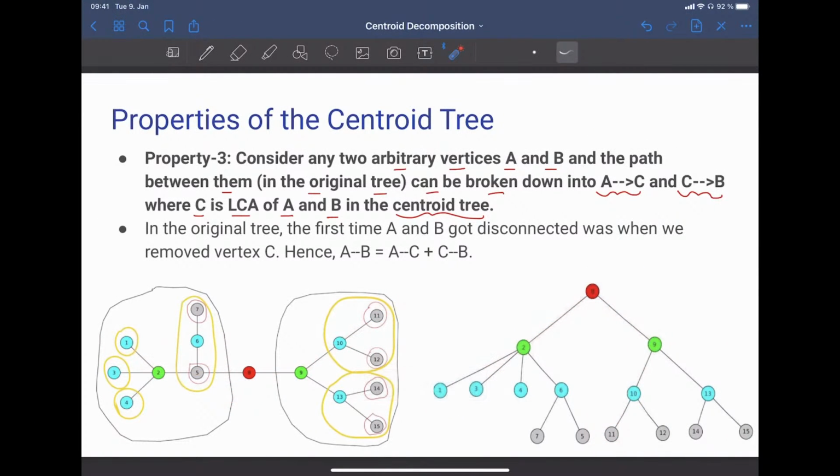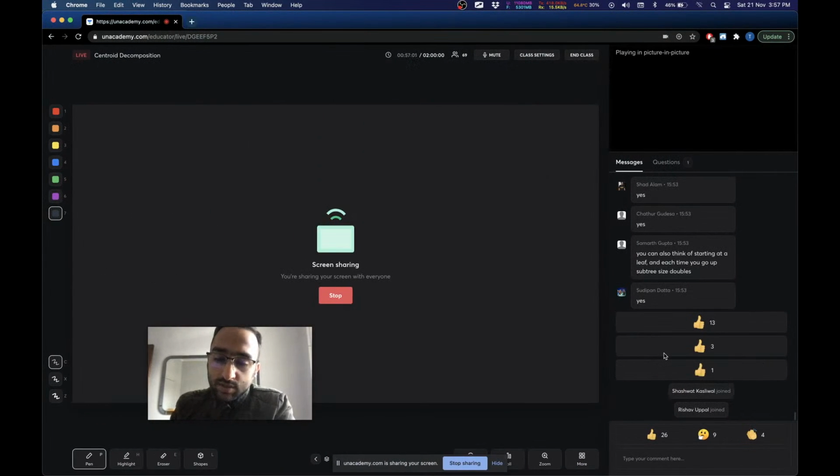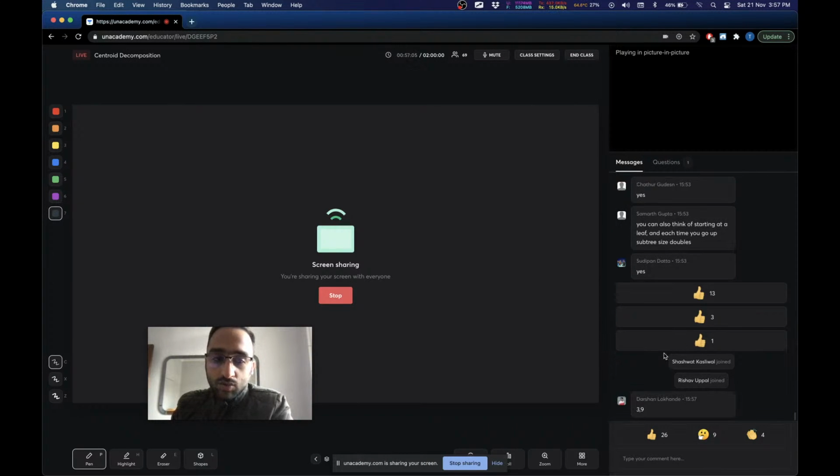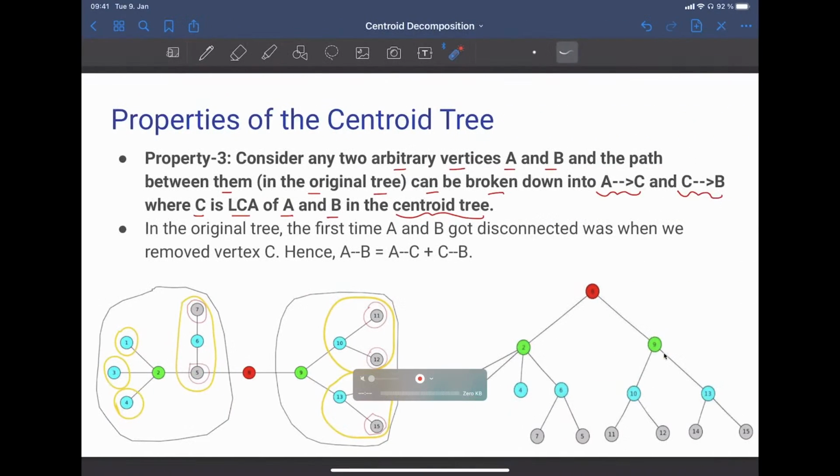Pick any two. I'll ask you in the chat box. The original tree has 15 nodes numbered from 1 to 15. Pick any two random nodes, A and B. Like Darshan said, let's pick 3 and 9. I don't even know where these two nodes lie. So node 9 is here. And where is node 3? Node 3 is here. Okay.